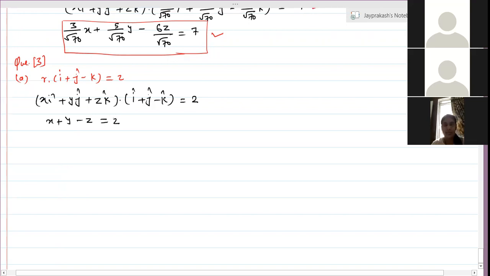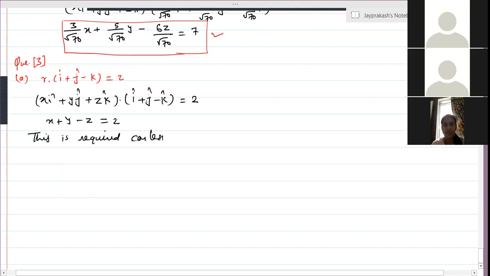So this is the Cartesian form of the plane. This right here is the required Cartesian equation. That's it.